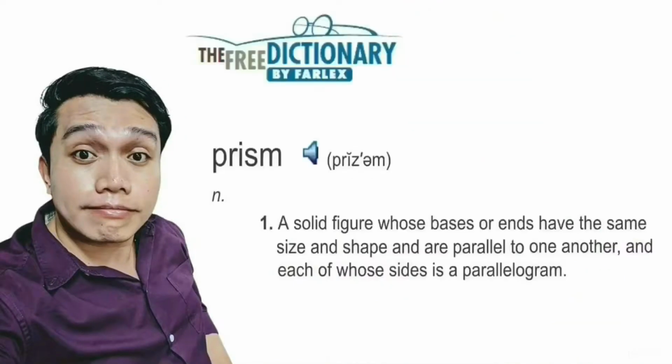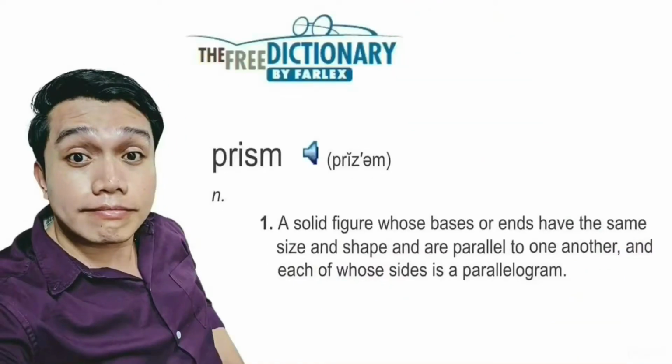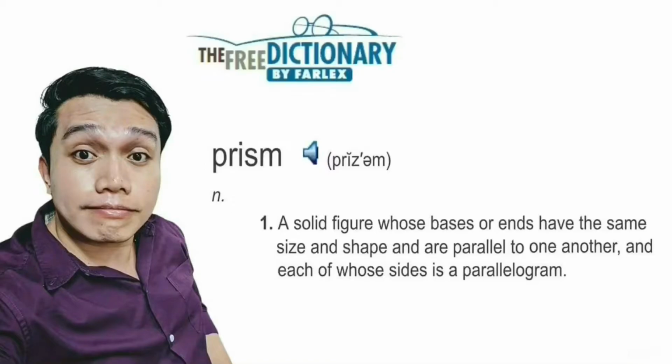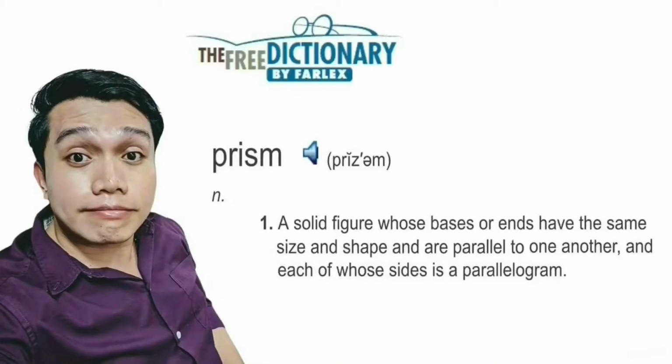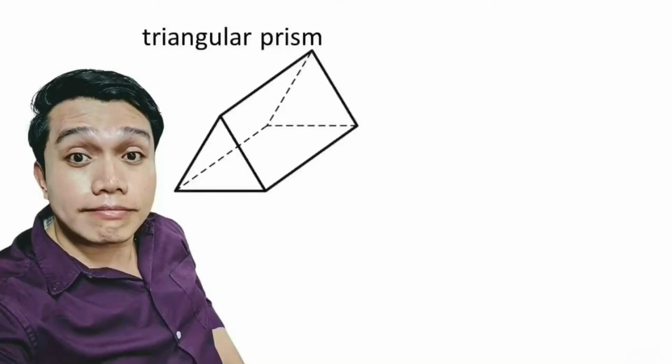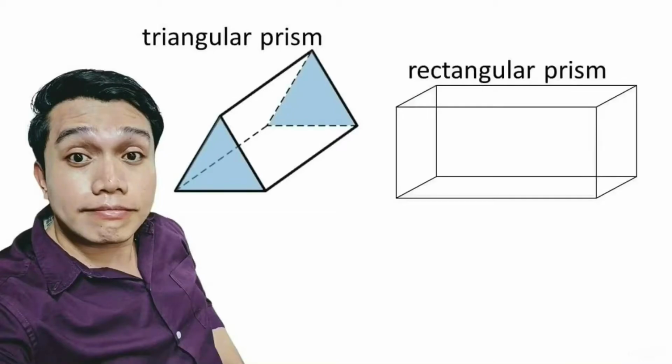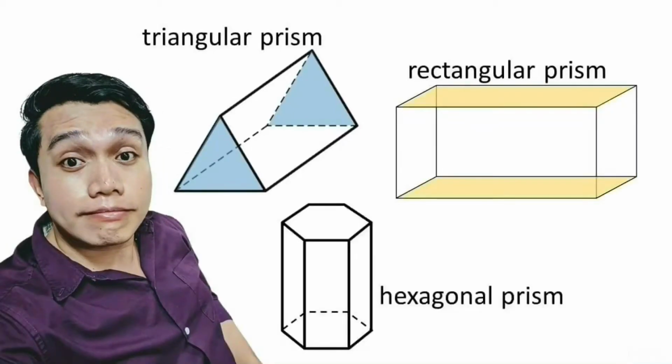A prism is a solid figure whose bases or ends are the same size and shape and are parallel to one another, and each of whose sides is a parallelogram. We name our prisms according to the shape of their bases. A triangular prism has triangular bases. A rectangular prism has rectangular bases. A hexagonal prism, that's right, you know the drill, has hexagonal bases.